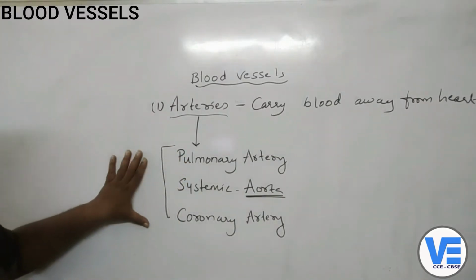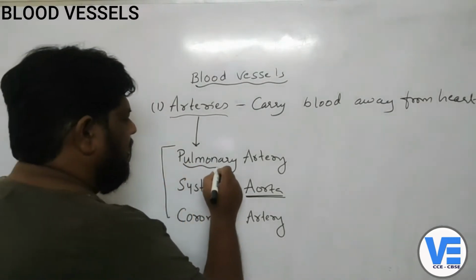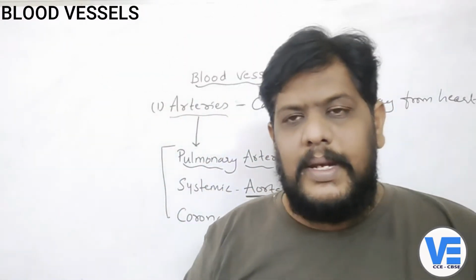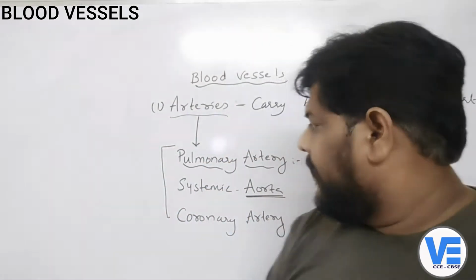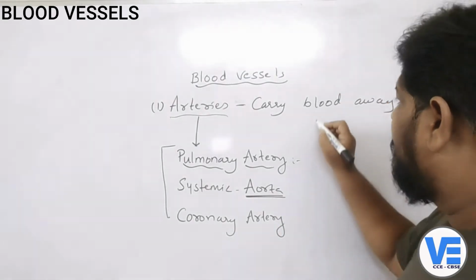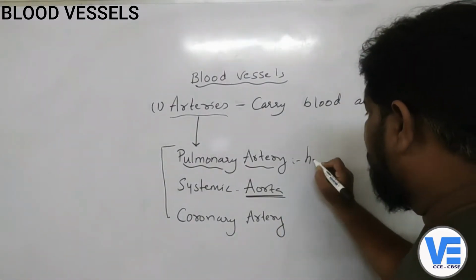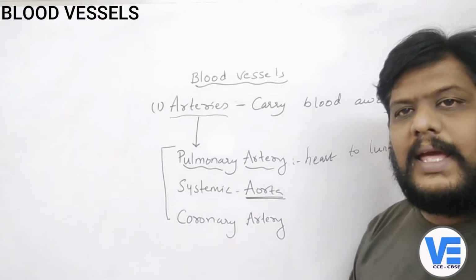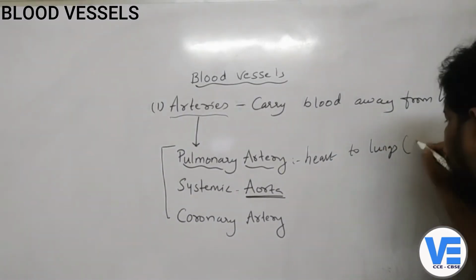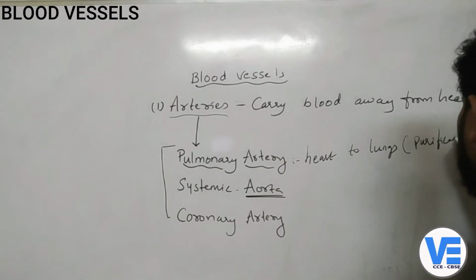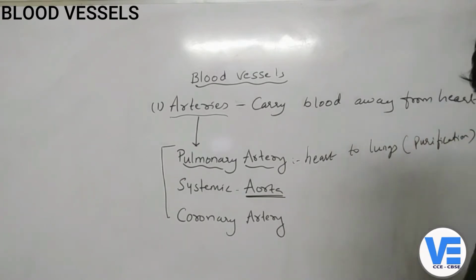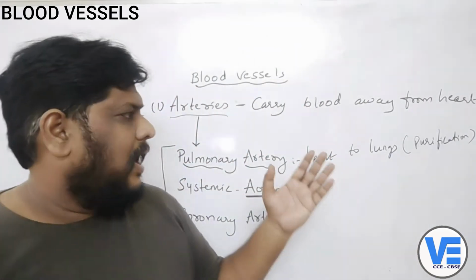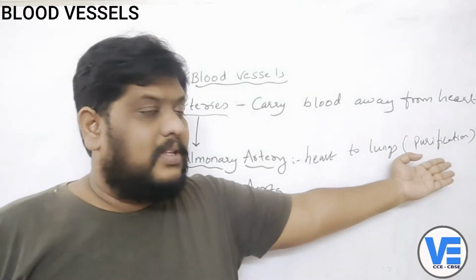So we are going to read about these three arteries, and all of you keep your complete mind here. Now this is the pulmonary artery. What is its function? The function of the pulmonary artery is to carry the blood. Already we have seen that they carry the blood away from the heart. That means they will carry the blood from the heart to the lungs. What is the reason? They are carrying it for purification. The blood has to get purified.